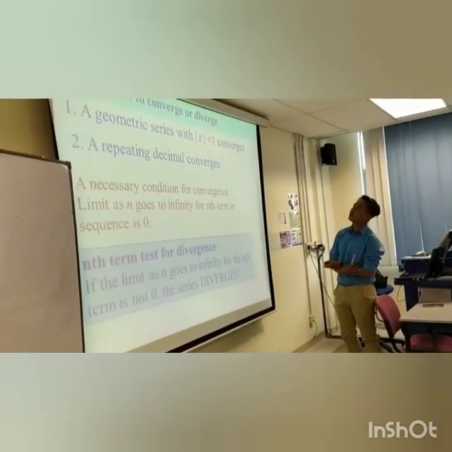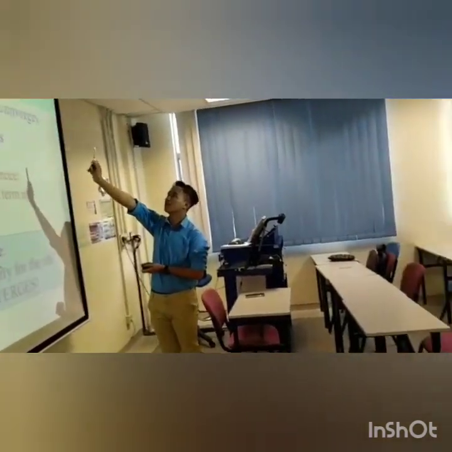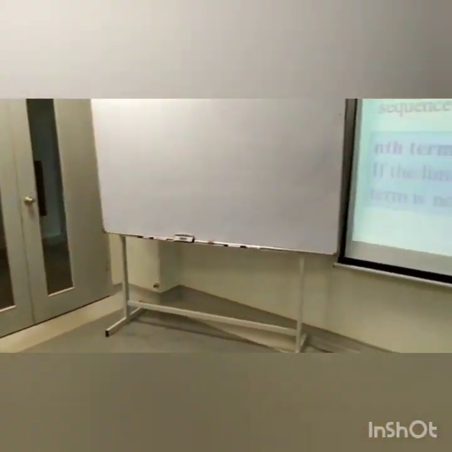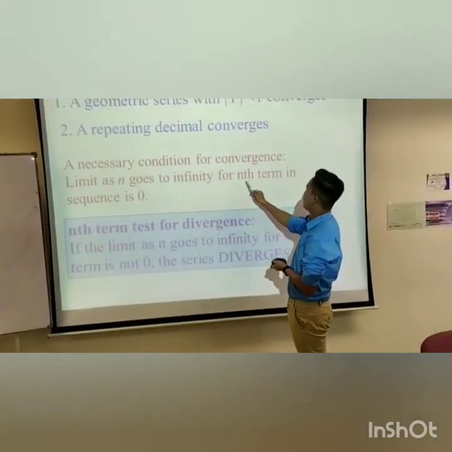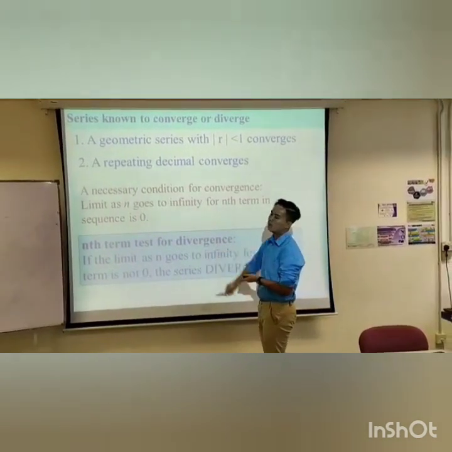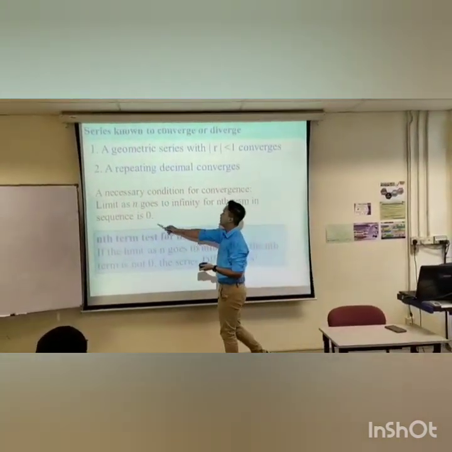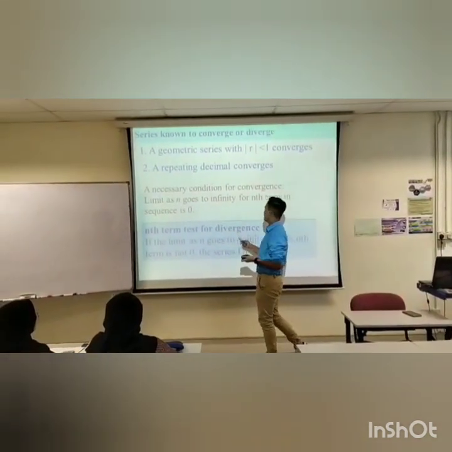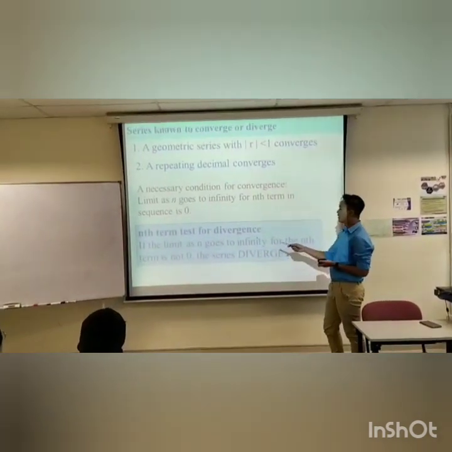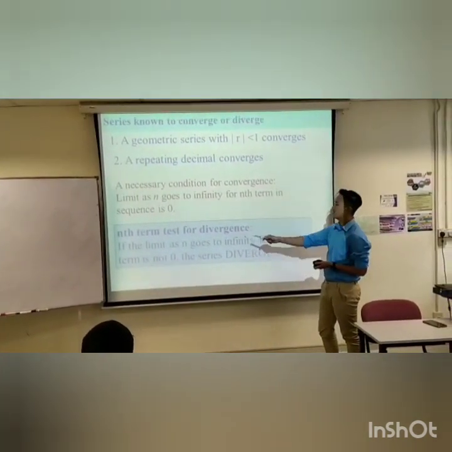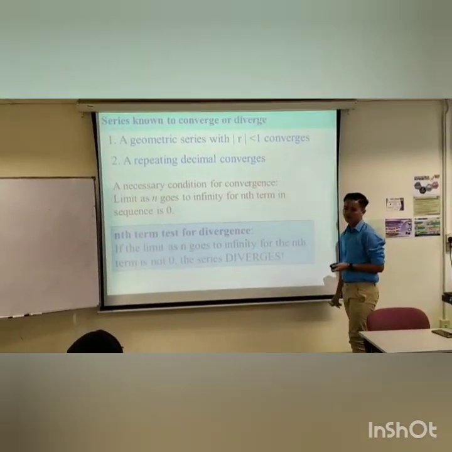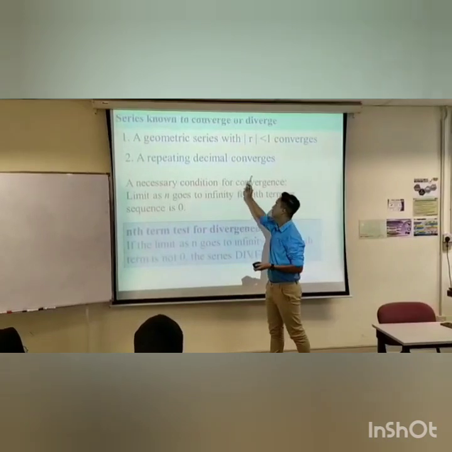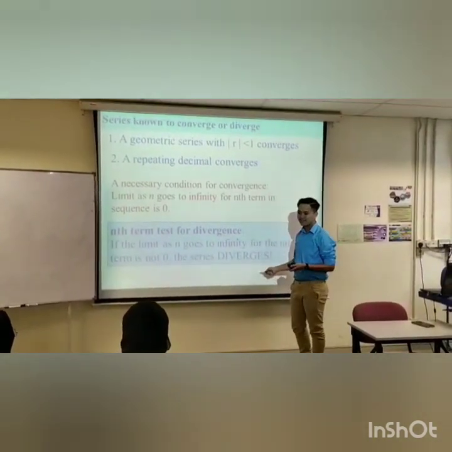So, is the series known to converge or diverge? A geometric series with modulus r less than 1 converges. A repeating decimal converges. A necessary condition for convergence: the limit as n goes to infinity of the nth term in the sequence is 0. So when you sub in the value, if it equals 0, then it converges. Something like that. So, nth term test for divergence: if the limit as n goes to infinity of the nth term is not 0, the series diverges. So if it equals 0, it converges. If it's not equal to 0, it diverges.